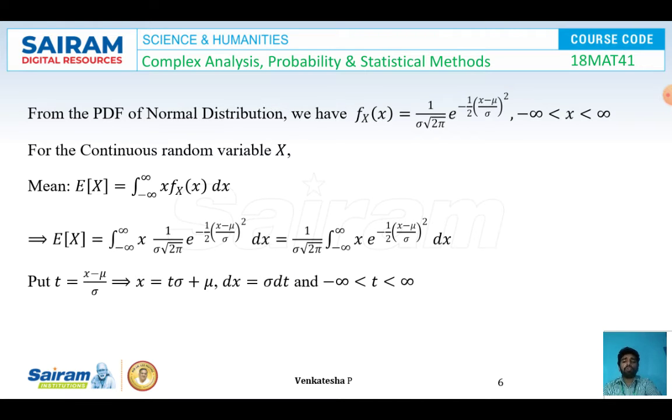Okay, now we have to find the limits for the t variable. At the lower limit, x = minus infinity, and in this expression I'll be getting t = minus infinity as the lower limit.